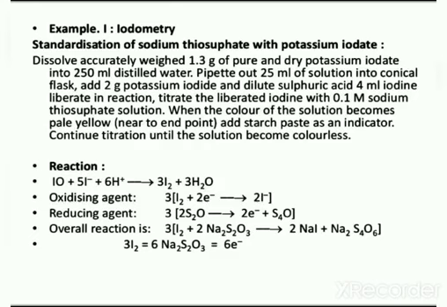That liberated iodine is titrated with 0.1 molar sodium thiosulfate solution. When the color of the solution becomes pale yellow, that is near the end point, add starch paste as an indicator. Continue the titration until the solution becomes colorless. The reaction occurring in this estimation is given. The overall reaction is that iodine and thiosulfate react and give sodium iodide and so on.